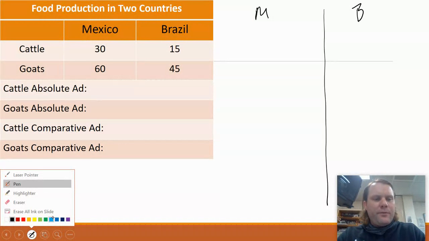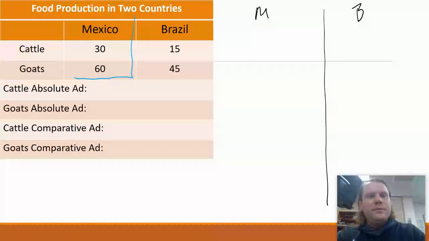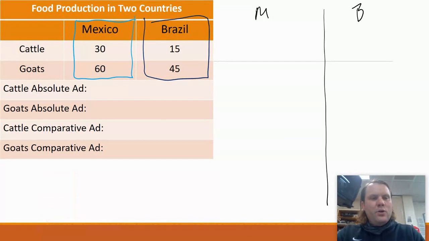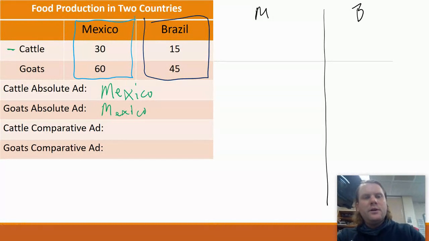Let's start things off. Like I said, I like to box things off. I like to keep things straight. There's my Mexico box. You don't have to use different colors, I'm just trying to get fancy here. So this is what I'm looking at. Let's first identify who has the absolute advantage in producing cattle. Mexico can produce 30 cattle with their resources. Brazil's 15. Our absolute advantage in cattle is Mexico. Let's look at goats. Mexico can produce 60. Brazil can produce 45. Mexico has the absolute advantage in producing goats.